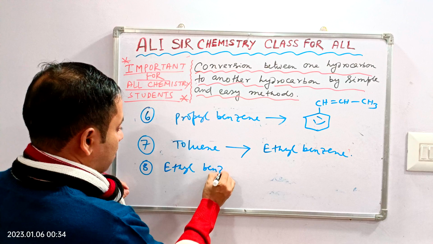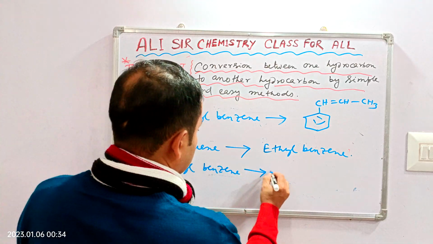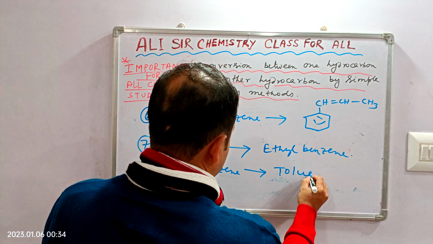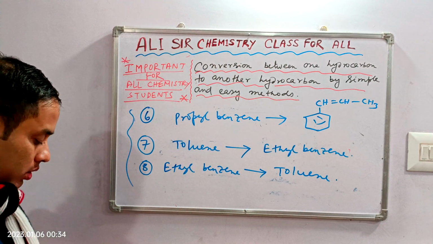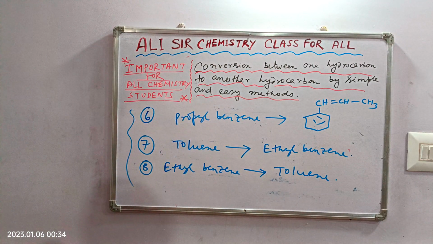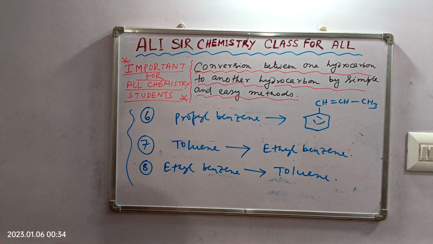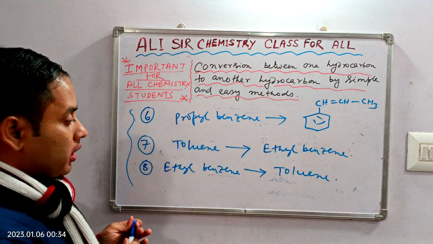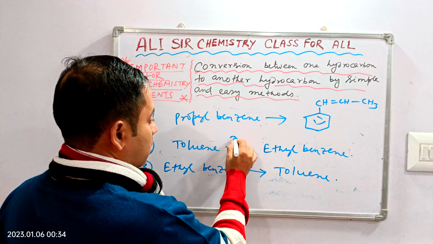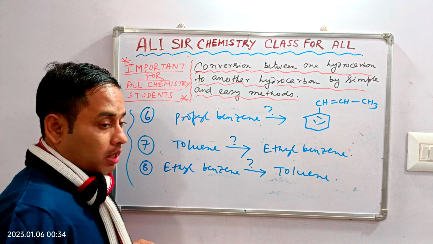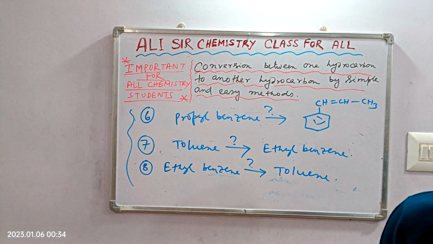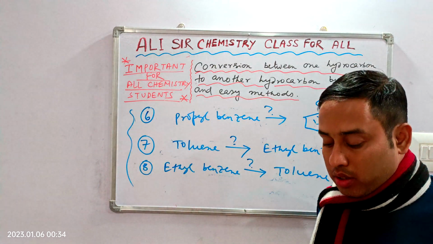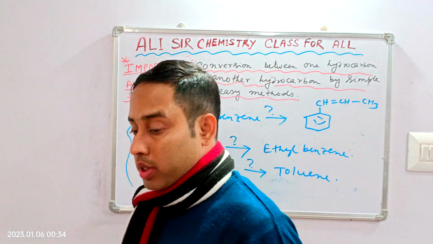Number 8, ethyl benzene to toluene. So you do these 8 conversions at home, and you can send me a message or call me anytime. If you have any doubt, you can send me a message, or mail me, or WhatsApp me.